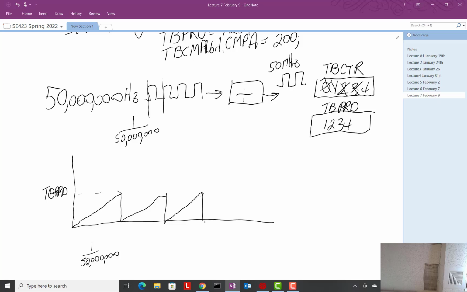That's taking a lot of processing time. Why don't we let a hardware device do that for us and turn on a GPIO at a certain time and turn it off at a certain time? And in that way, we can create this PWM signal.